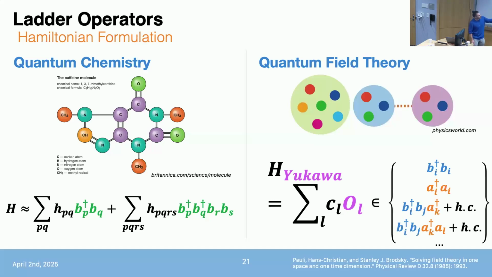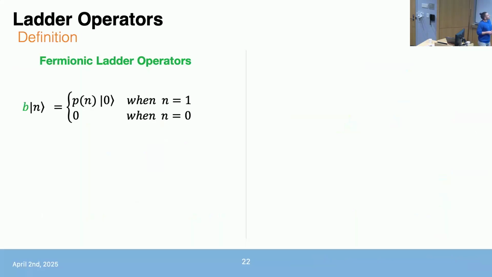But the point I'm trying to make here is that if we can block encode these ladder operators, these fermionic and bosonic ladder operators, that gives us a nice basis for constructing block encodings for Hamiltonians of some interesting systems that we care about.